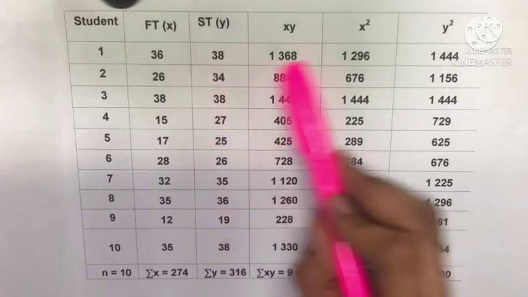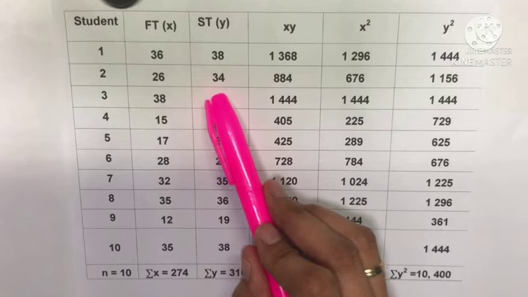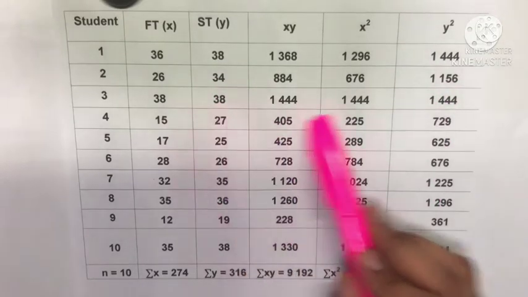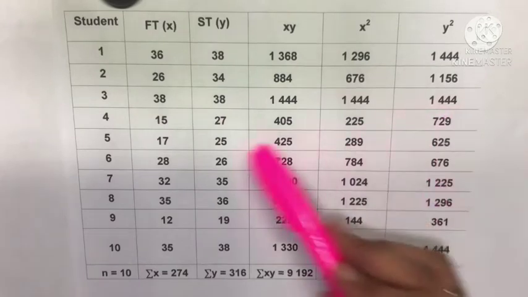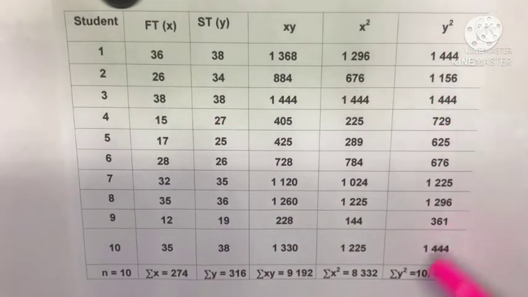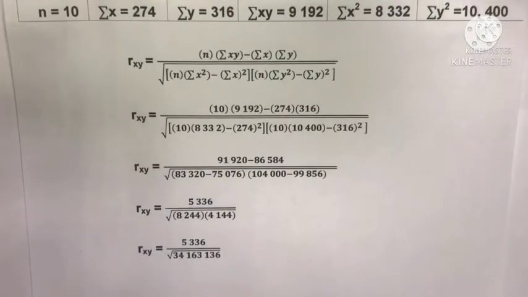For y squared, we will just multiply 38, in this case, 38 times 38 is 1,444. 34 times 34, 1,156. 38 times 38, 1,444, and so on. So if we add all of this, the summation of y squared is equal to 10,400. So we will use the Pearson product moment correlation coefficient formula.